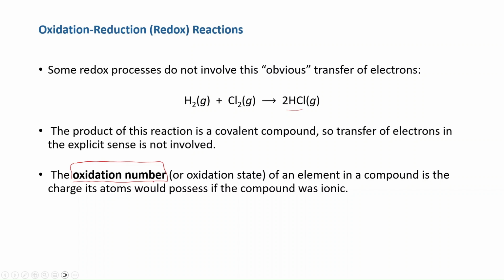The definition really is an oxymoron, in my opinion, because it says it is the charge the atom would possess if the compound was ionic. Okay, but it's not. It's not ionic, so like I said, the definition is stupid. Just take my word. It's a hypothetical number that you can determine following some rules, and if you do that, then you can determine who's oxidized, who's reduced.